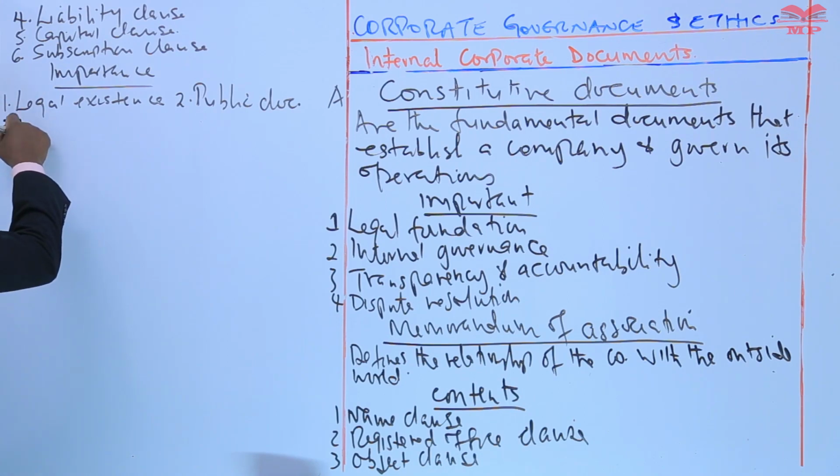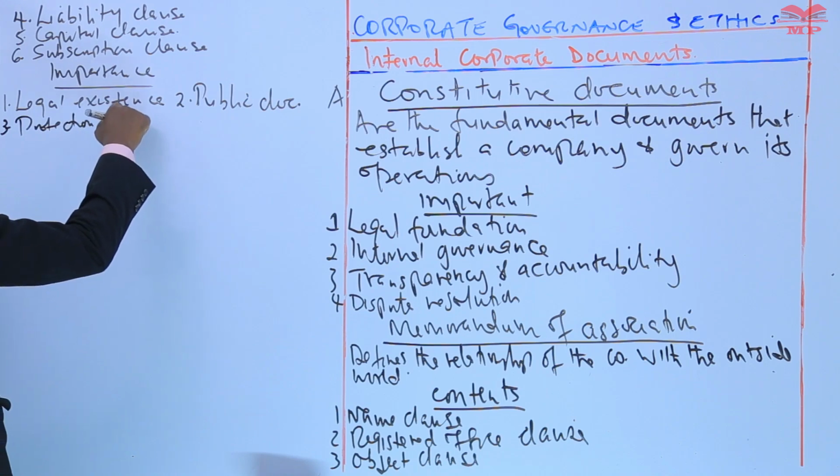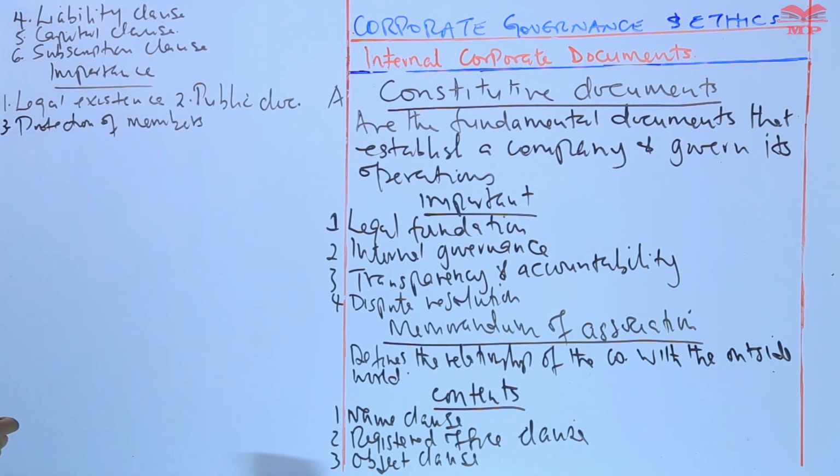Three, protection of members. This document defines the liability of the members, providing them with protection from the company's debts beyond their invested capital. This document helps the members to be protected from any liability beyond what they have subscribed for in the company.